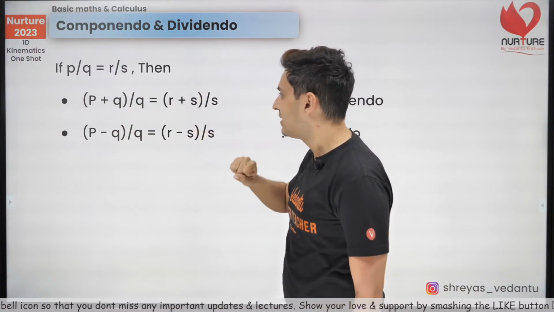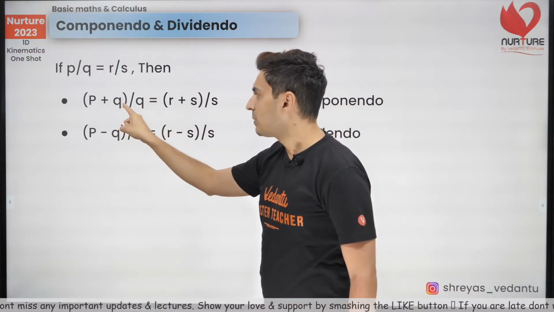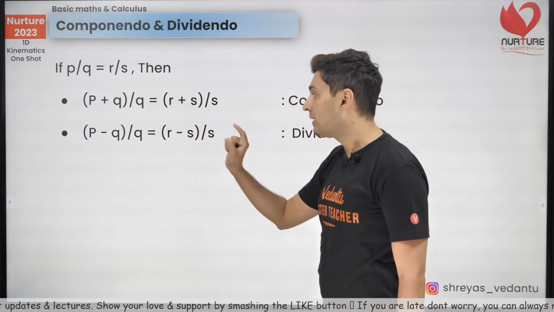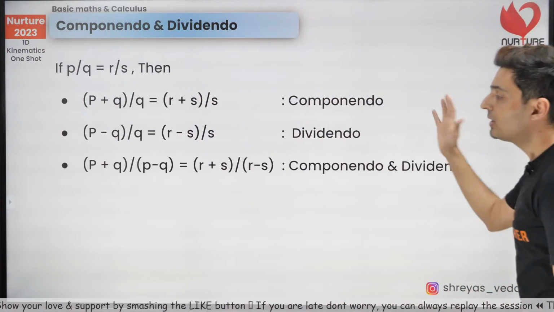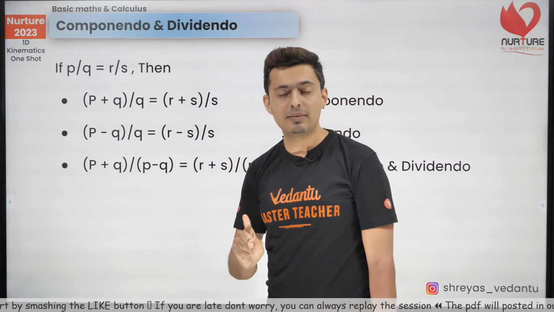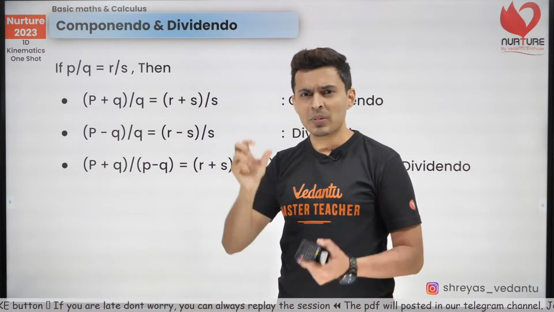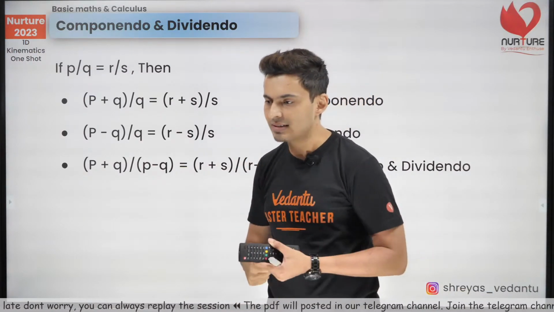If you divide this with this, Q cancels, S cancels. Numerator plus denominator, numerator minus denominator. That property is called componendo dividendo collectively. Okay, so that's the componendo dividendo property. More often you will use it whenever you see some ratios and some plus and minus signs on the top and at the bottom. That's it.